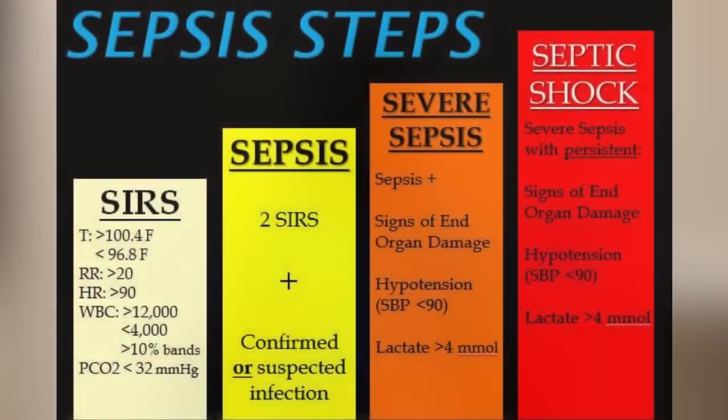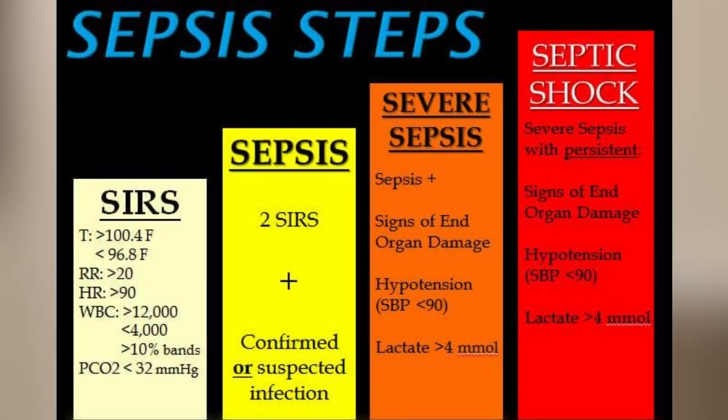Now how does SIRS actually progress to septic shock? As I said, SIRS can be seen not only in infection but also trauma and surgery. So let's see the steps of septic shock. SIRS with a documented infection is sepsis. Sepsis, if it becomes severe, how severe? That is persistent hypotension or lactate more than 4 or end organ damage, that is severe sepsis. And any severe sepsis, if it fails to respond to your treatment, is septic shock.